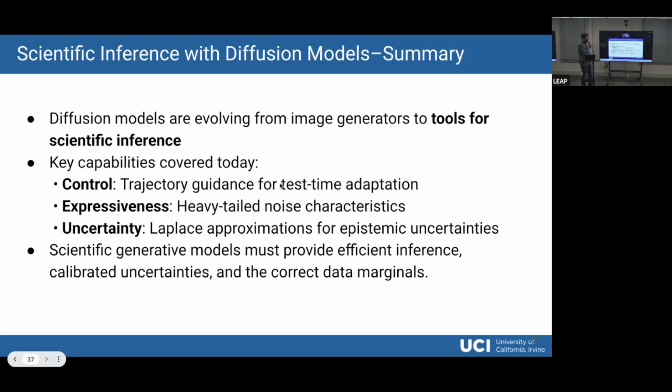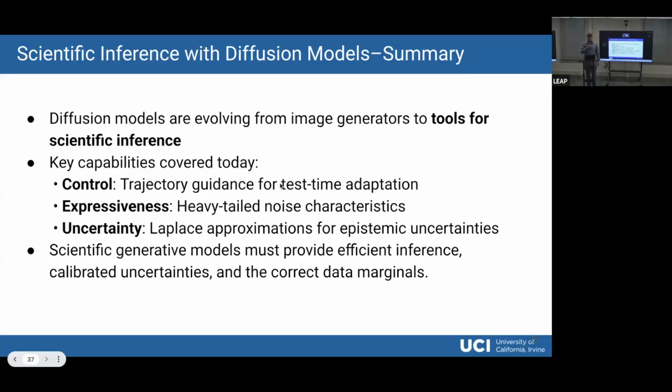The key capabilities I covered today are 3 aspects of that agenda. One is control, thinking about how you can do guidance better. There we made an interesting connection between stochastic control and guidance in diffusion models as a new way of doing test-time adaptation. I talked about the expressiveness of the learned distributions by looking at the tail statistics. Here, heavy-tailed models are still very underexplored. I'm not sure there's a lot of follow-up work yet, although I think it's an extremely useful technique, in particular in our domain.